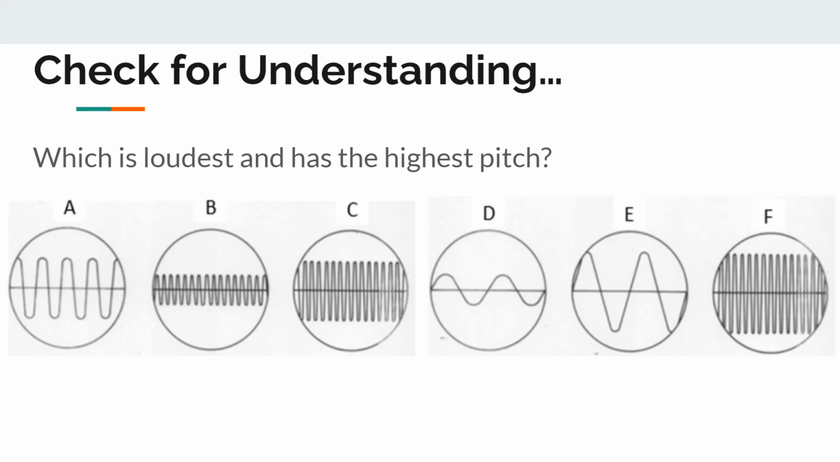But the highest pitch is going to be the most frequency, so it's going to be the one that looks the most compressed because there are the most cycles per second. So yes, F would be the highest pitched and loudest at the same time. It does appear to have the same or a similar pitch to both B and C, but again, B and C aren't as loud. So F is the answer you would pick here.